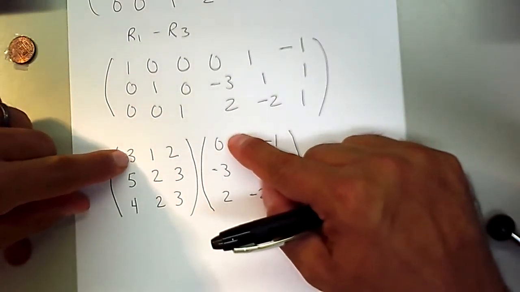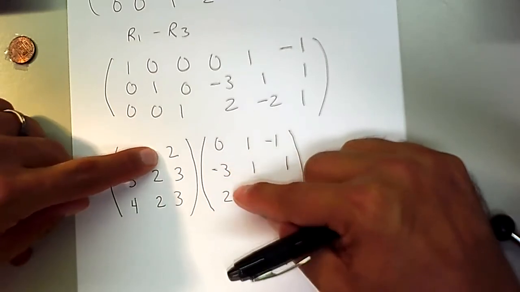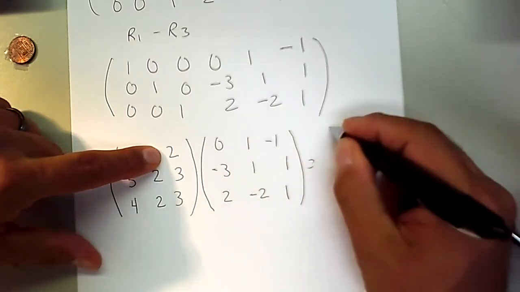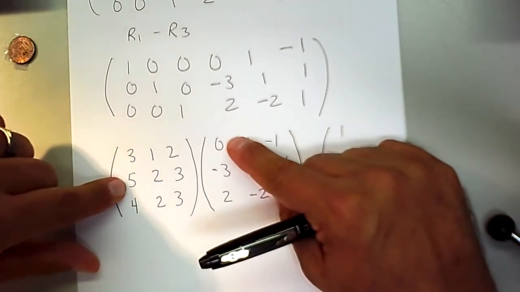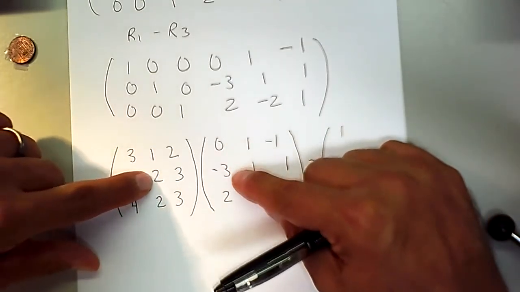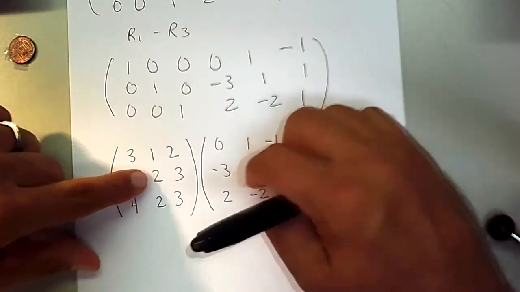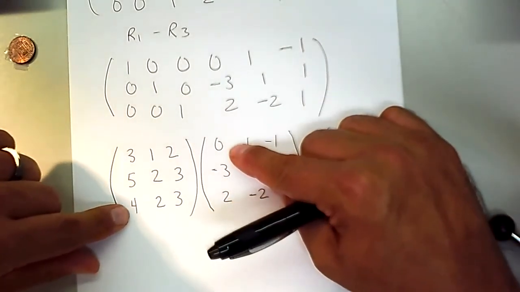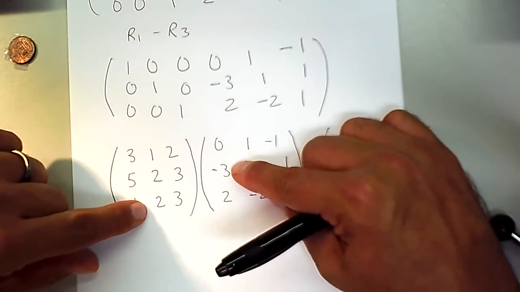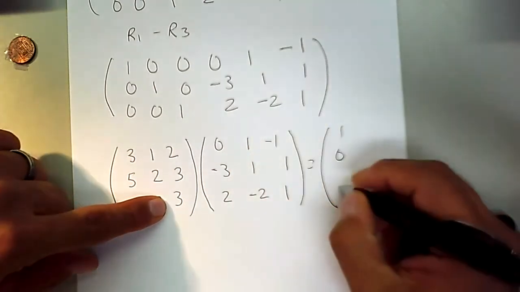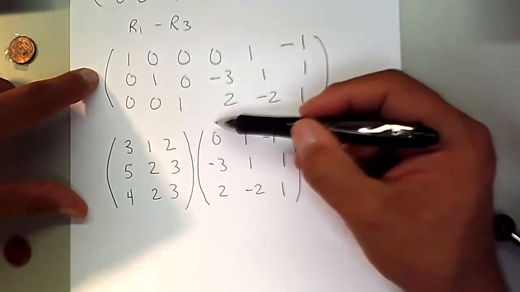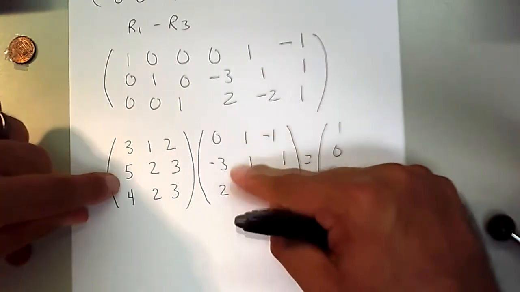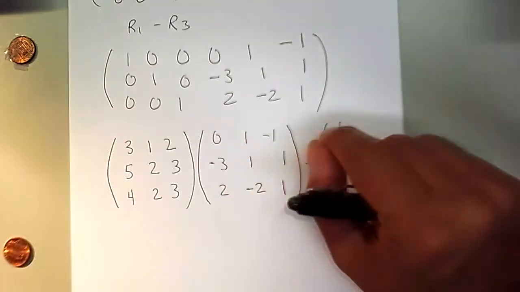So 0, negative 3 plus 4. Yep, that gives us the first one. 0, negative 6 plus 6, 0. 0, negative 6 plus 6, 0. So the first column is right. So that means, yeah, the first column here is correct.